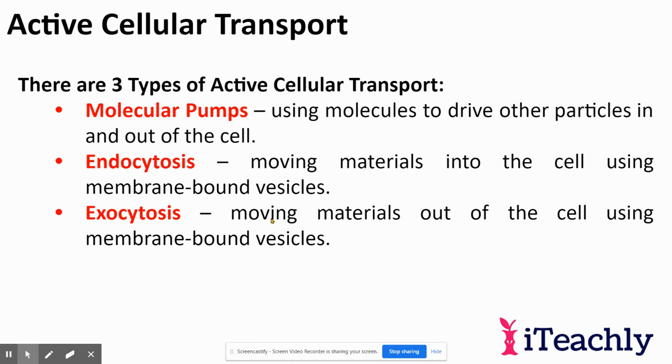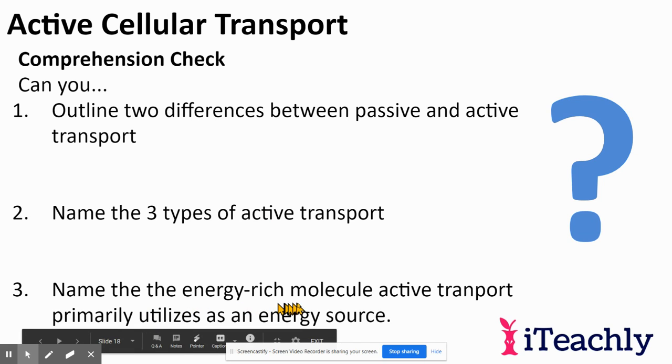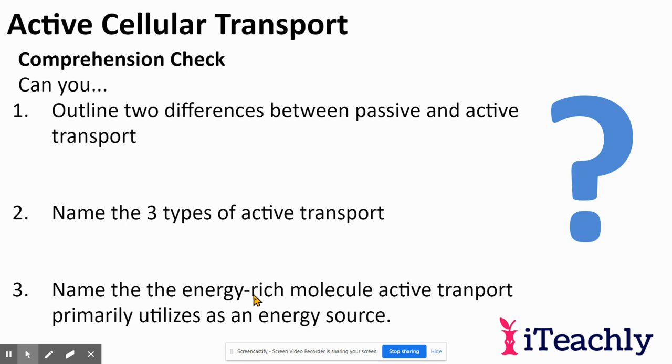Okay, there are three types of active cellular transport: molecular pumps, endocytosis, and exocytosis. So I'll go over those. Okay, so outline two differences between passive and active transport. Name the three types of active transport. Name the energy-rich molecule active transport primarily utilizes as an energy source. That's ATP. I just went over that.